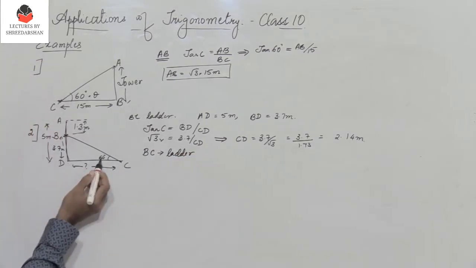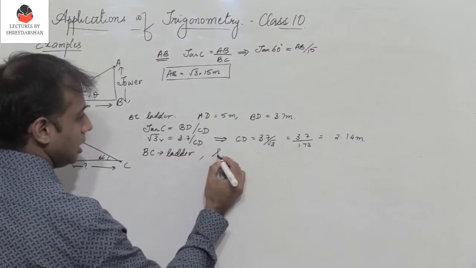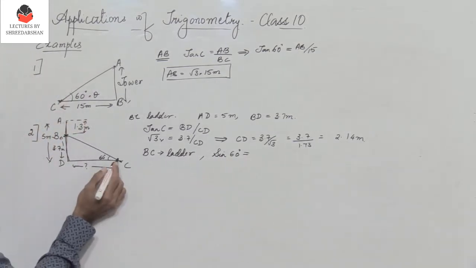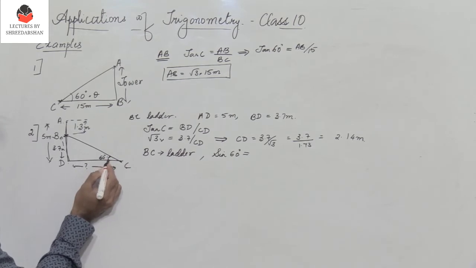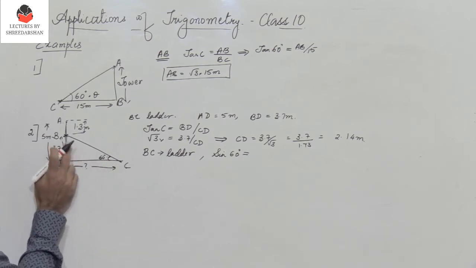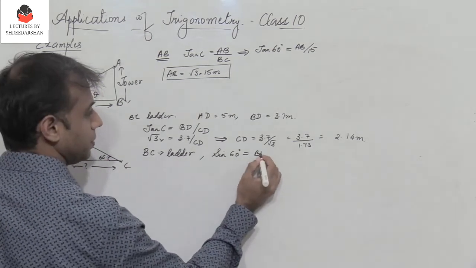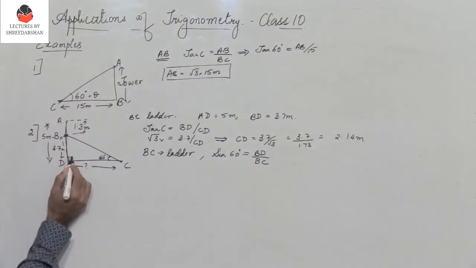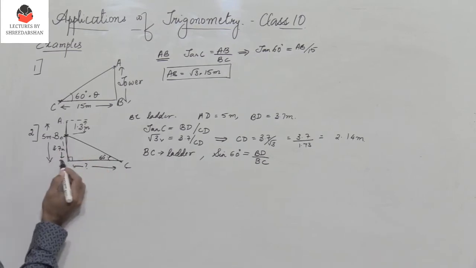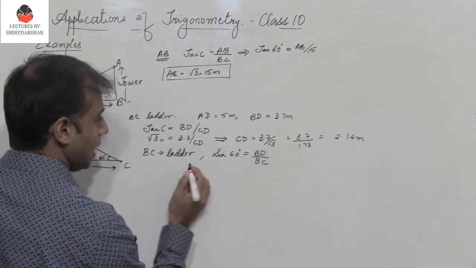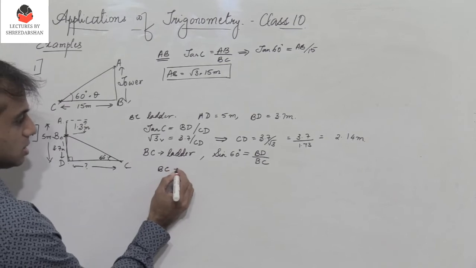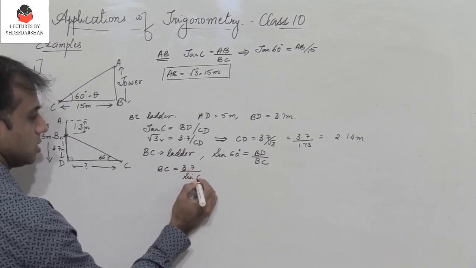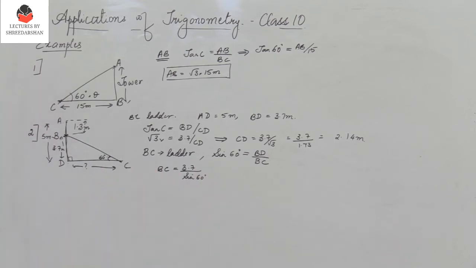So how do I find BC? Let me take sine 60. So what is sine 60? That is sine C is 60 degrees, isn't it? So sine is the opposite side BD divided by BC. This happens to be a right angle triangle BCD. So therefore I have BC is BD, which is 3.7 divided by sine 60 degrees.